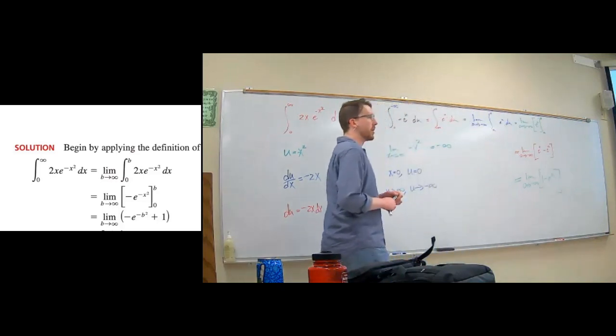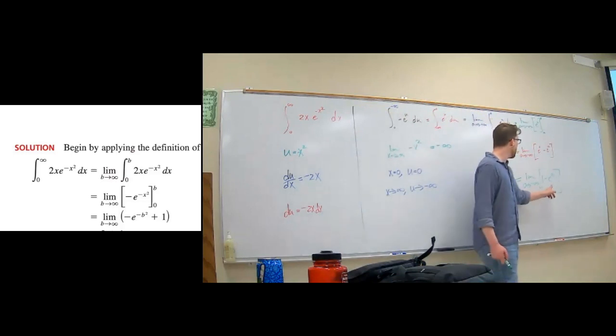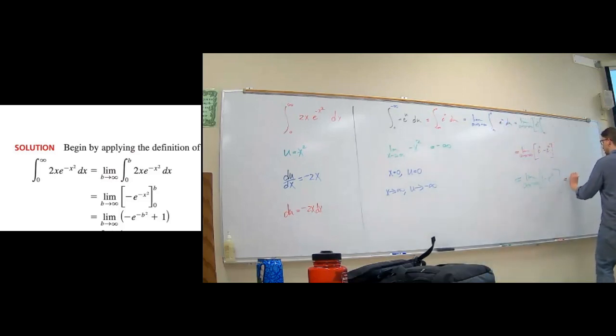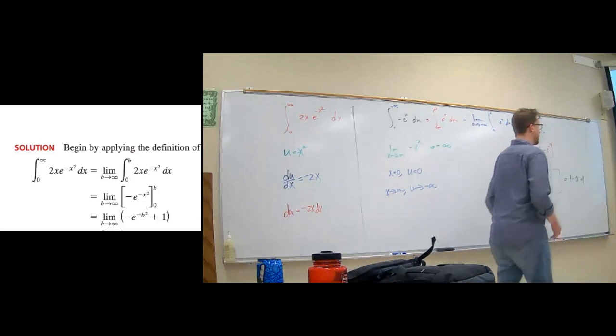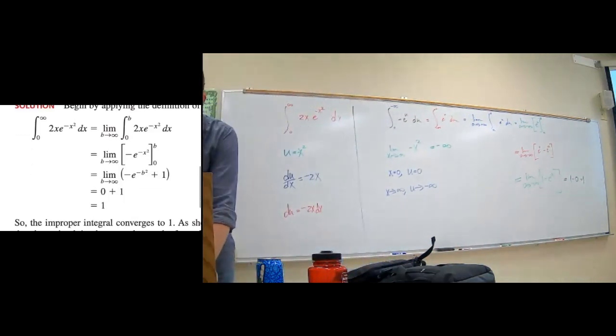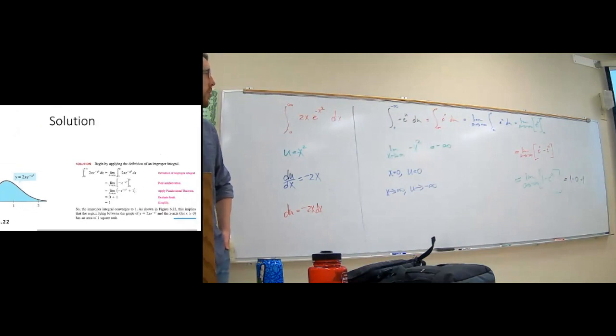And what happens there? As a goes to negative infinity, this term is going to disappear, right? It's going to go to 0. This is equal to 1 minus 0, or 1. Checking our answers, it does in fact go to 1.